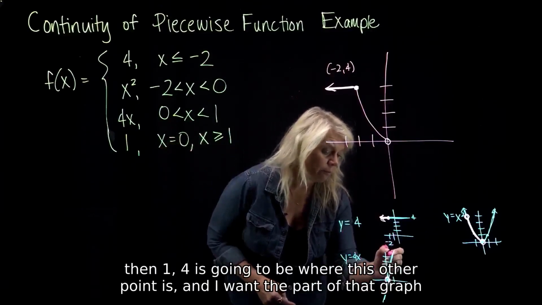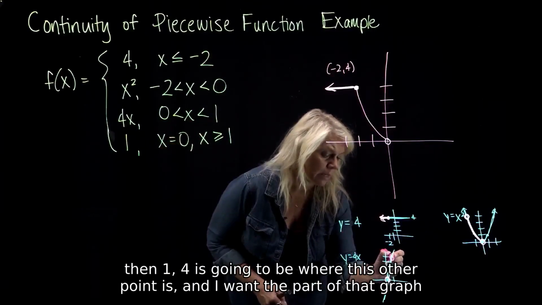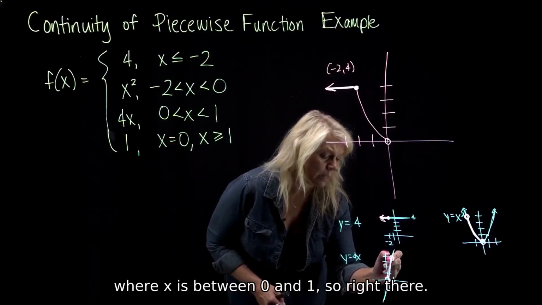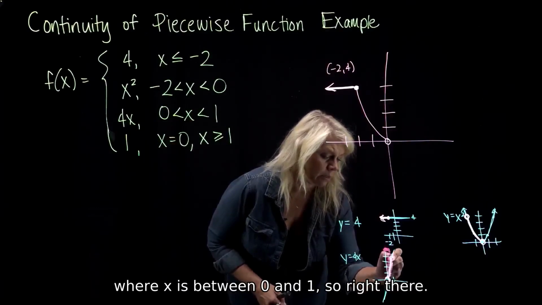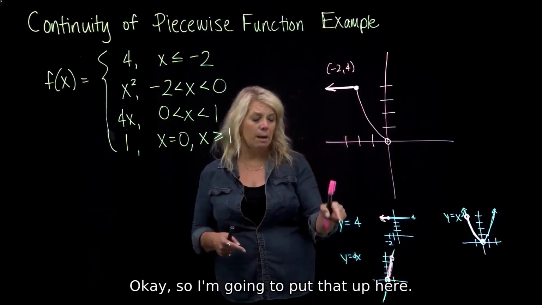And then 1, 4 is going to be where this other point is, and I want the part of that graph where x is between 0 and 1, so right there. Okay, so I'm going to put that up here.